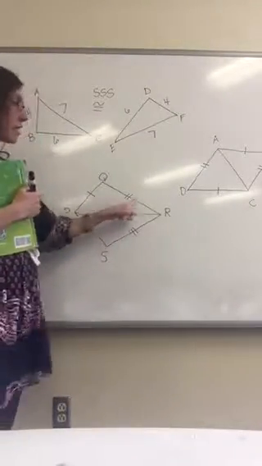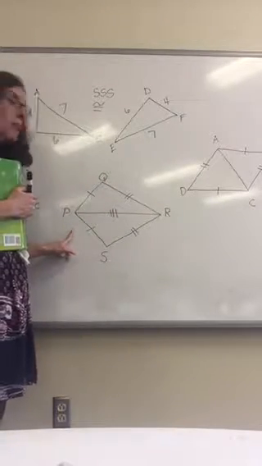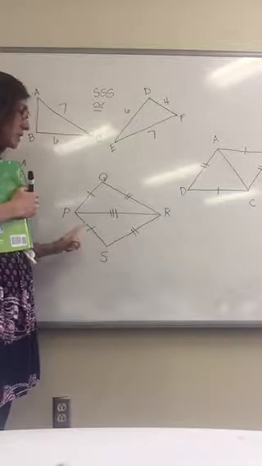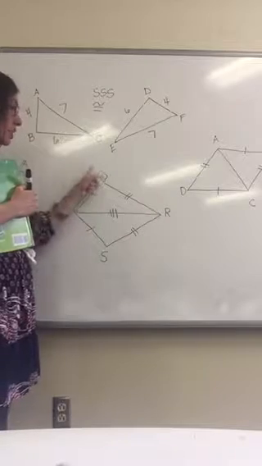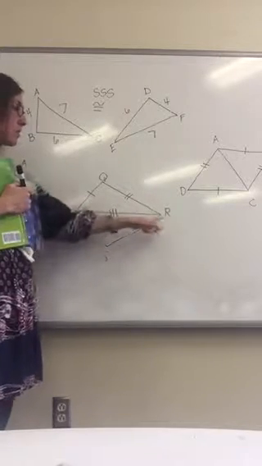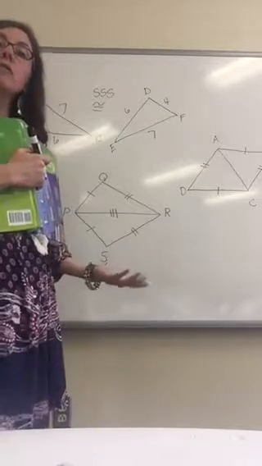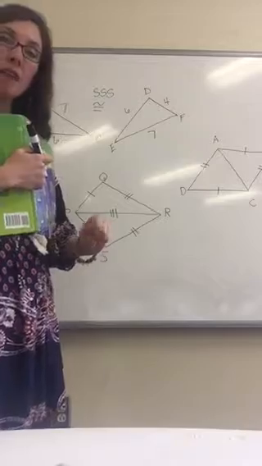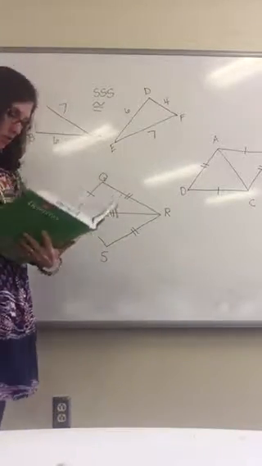If I name this triangle RQP, how am I going to name the bottom triangle? I've got to follow that same pattern, RSP. Or if I name the top one RPQ, I've got to name the bottom one RPS. So it's just the reverse of what we did with reading the map or the key. Now we've got to write the map of the key based on the information that we're given. All right, let's keep moving.